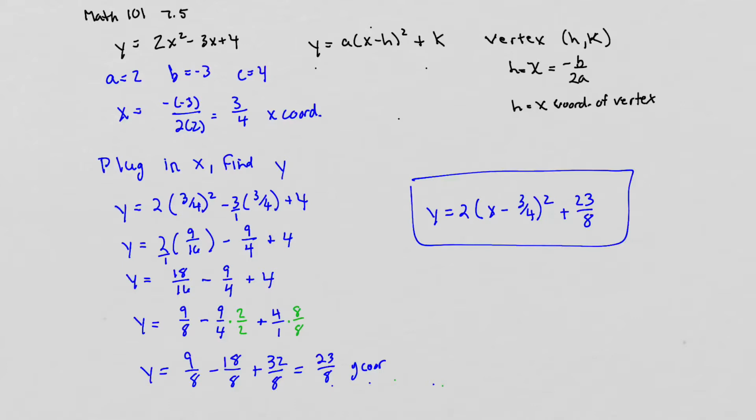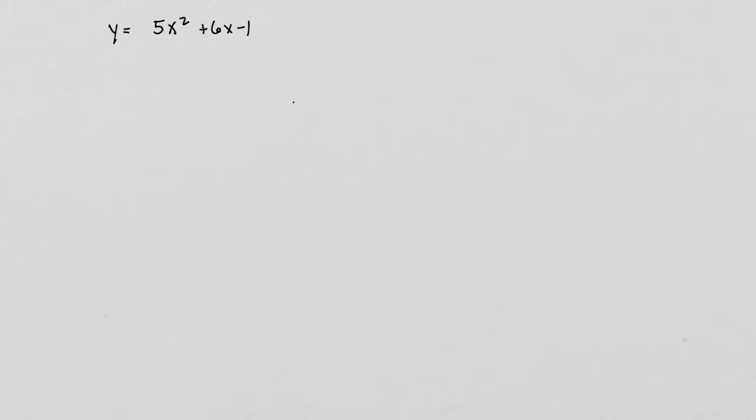I have another one on the next page, so we'll go ahead and take a look at that. You might want to pause the video and try it yourself before I do this. Okay. So we're using a, b, and c again. A is 5, b is 6, c is negative 1. And the x coordinate is negative b over 2a. In this class, you don't have to memorize that. When you get into pre-calculus, you'll probably have to memorize that.